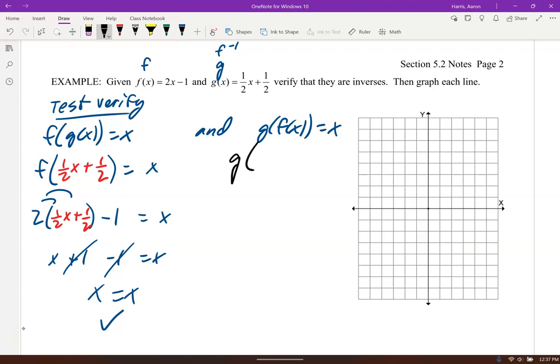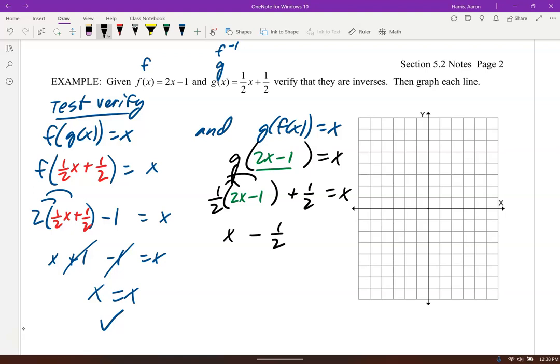Now let's go g of f of x. f of x is 2x minus 1. And we've got to see if this is equal to x. So we're using g, which is 1/2 x plus 1/2. Again, we're just working with the left-hand side here, g of f of x. f of x is 2x minus 1, so that goes into g. And let's go ahead and distribute. So we got 2x over 2, so x, minus 1/2, plus the 1/2 still equals x, and those cancel.